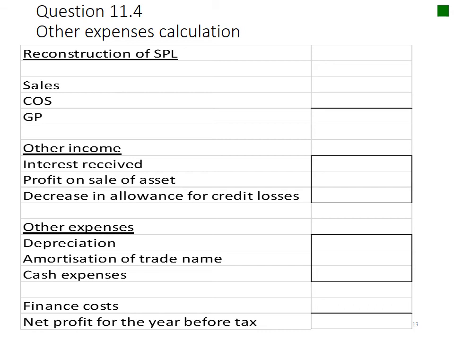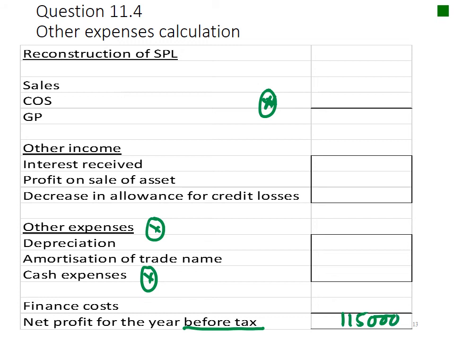Okay, so now there are a number of ways of working out how much the expenses were that we paid for cash. We already worked out in the previous slide how much we actually paid to suppliers, but now what we want to do is for other expenses, we want to work out how much of that was cash expenses. So in order to do it, we're going to reconstruct the statement of profit and loss using the information given in the question. They tell us that the net profit before tax was 115,000.